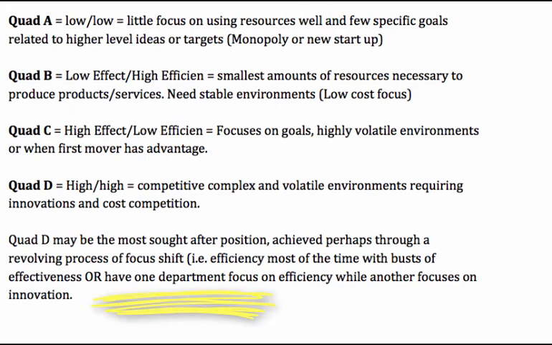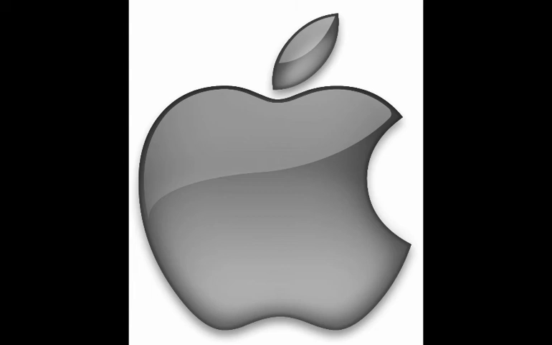Then we have quadrant D, which is the most sought after position for all organizations, but it is hard to achieve. The computer industry is a good example of this because they have to not only be highly competitive in terms of innovation, but they also have to be competitive on costs. So Apple would be a corporation that would fall into quadrant D, where they are focused on innovation and quality, but also need to be conscious of ensuring that their costs are low.